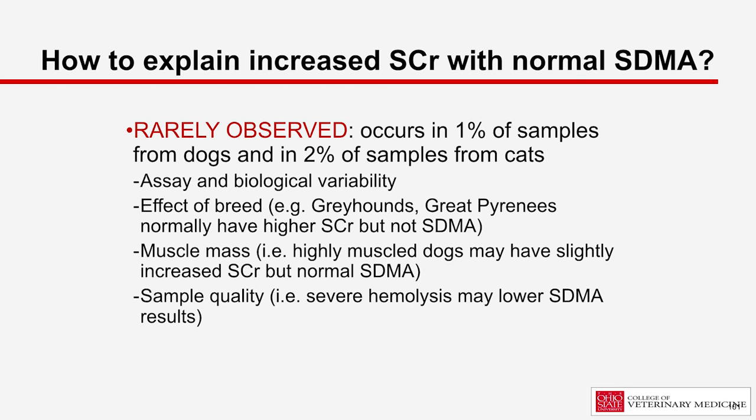The other big reason is muscle mass, okay? SDMA is not affected by muscle mass, so it's not going to change with a well-muscled individual. Whereas a well-muscled individual, a greyhound, a mastiff, a very muscular dog, might have a slightly high serum creatinine that's normal because of their muscle mass, but their SDMA won't be affected by that, so it might be lower. And so there are reasons why that 1 to 2% of the time you'll see this discrepant result. And it's not a reason to throw the test out. It's not the problem with the test. It's just understanding that there are methodologic things and things about the animals that can cause it to happen.